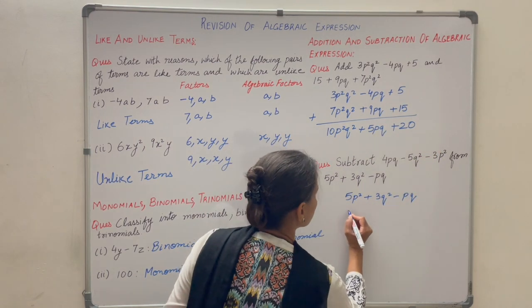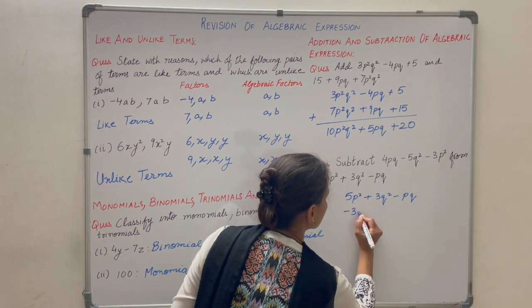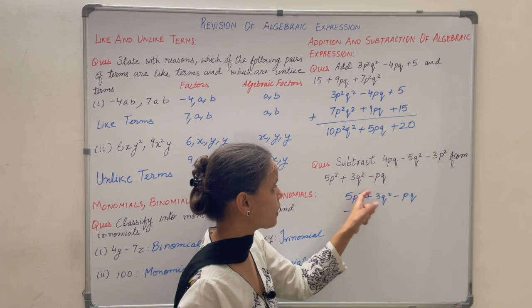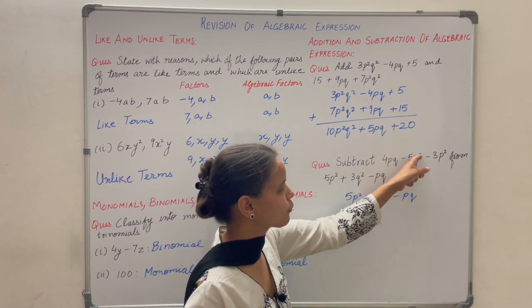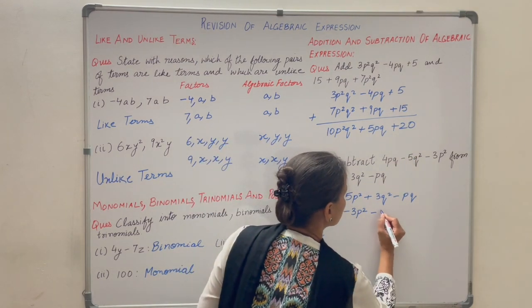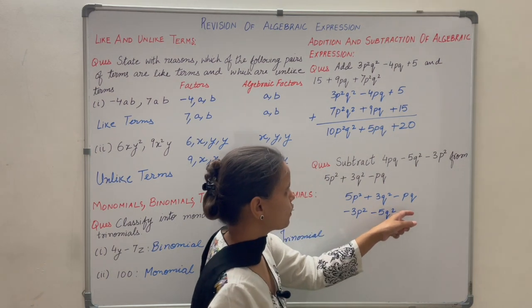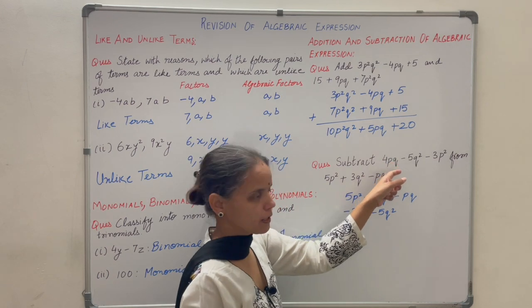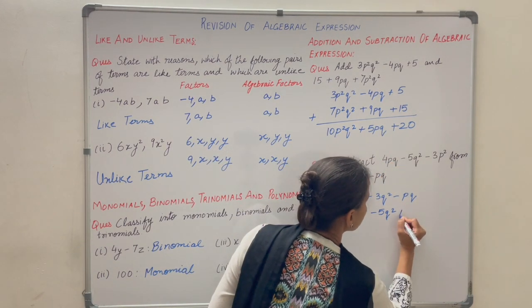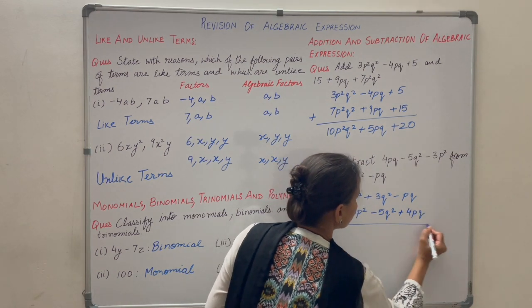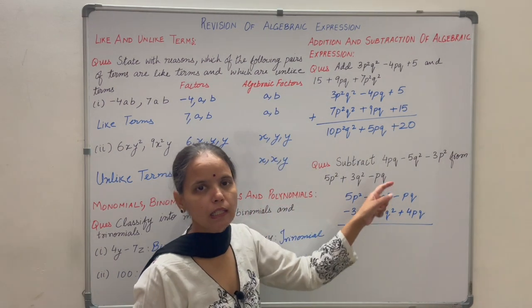So let us write down below this. This is minus 3p square. This is 3q square, so here minus 5q square. I'll write down below this. These two are like terms. Minus pq, here plus 4pq. So I'll write down below this. So minus pq and plus 4pq are like terms. So we have arranged the like terms one below the other.